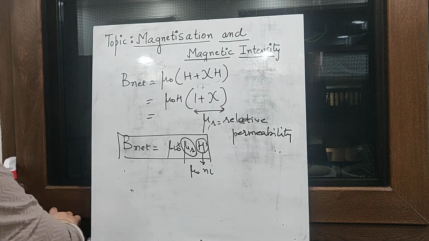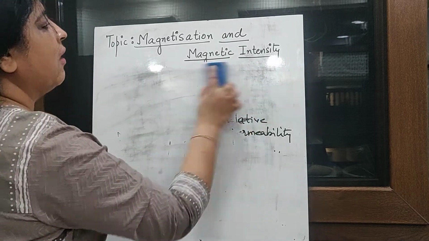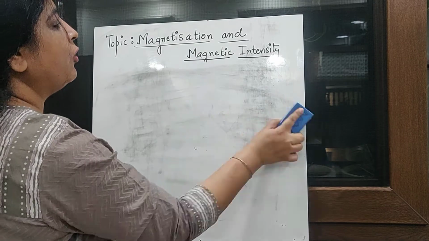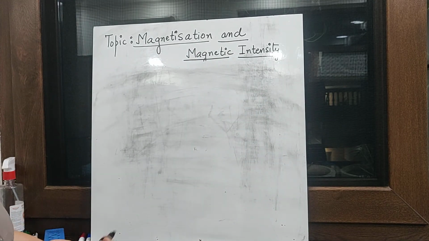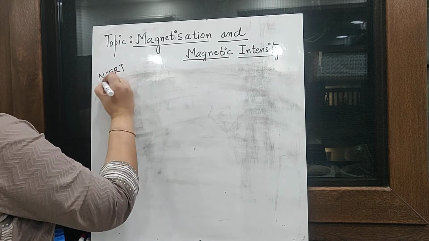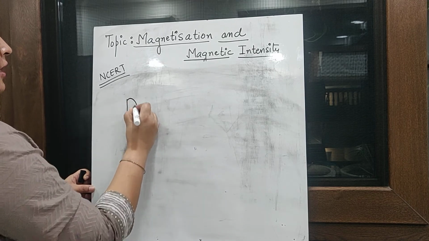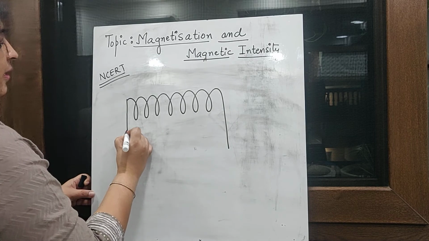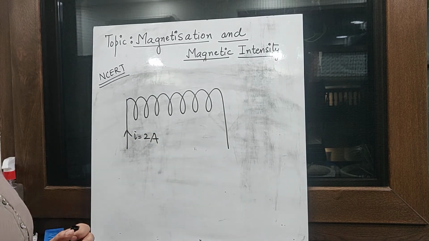Now we will do one question which is given in your NCERT, so that you can understand the concept and also apply it. It is an NCERT solved example, and I am doing it here. It says that you have a solenoid and 2 ampere current is flowing through it.